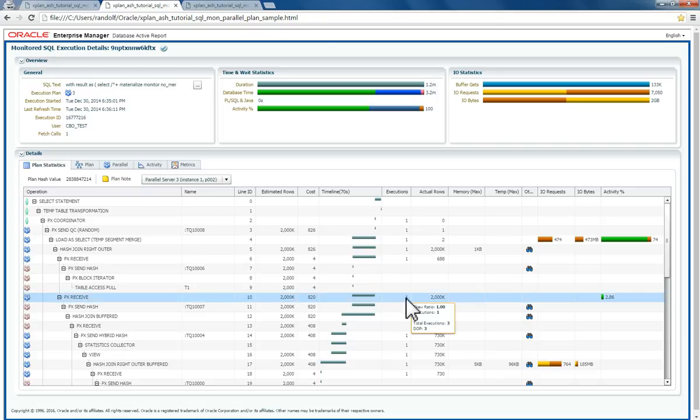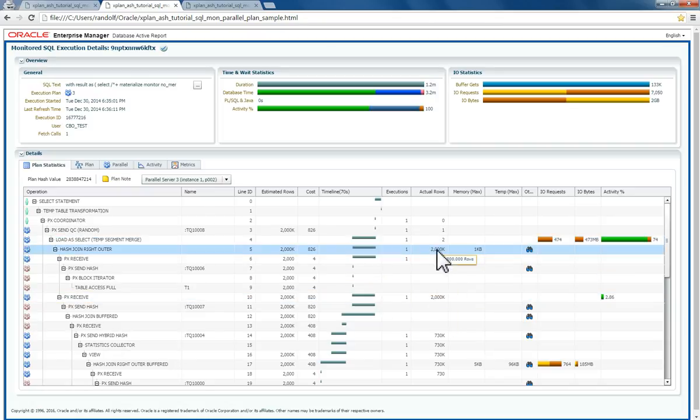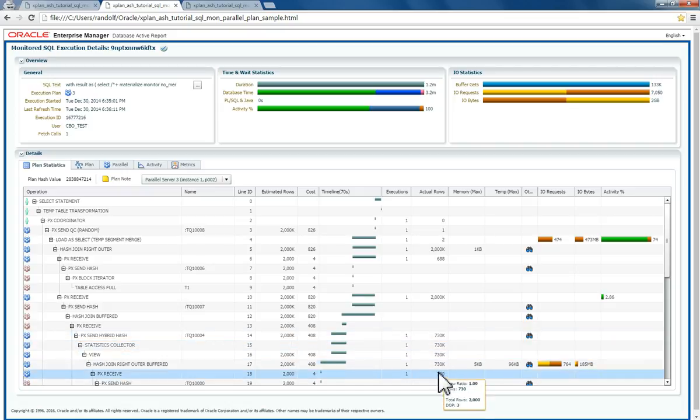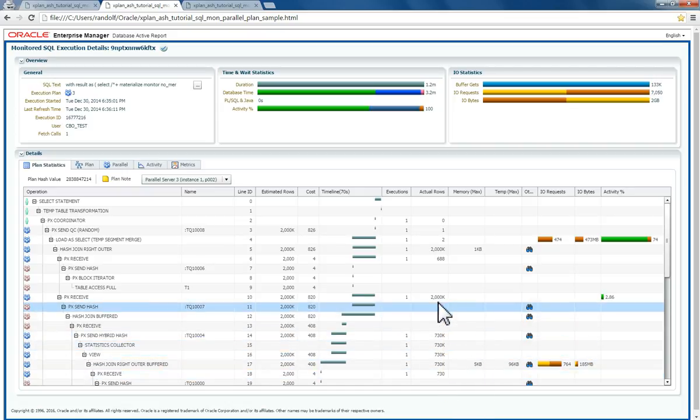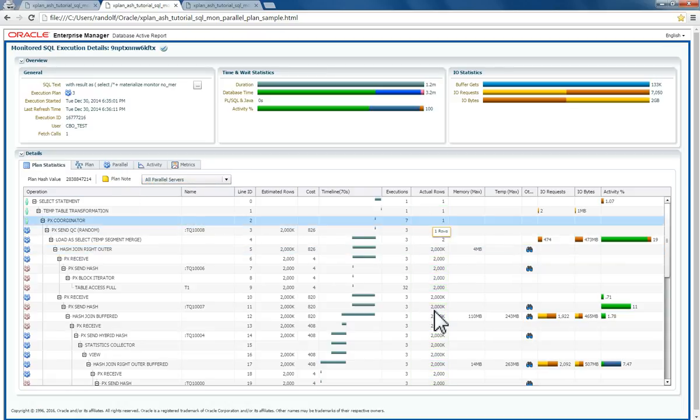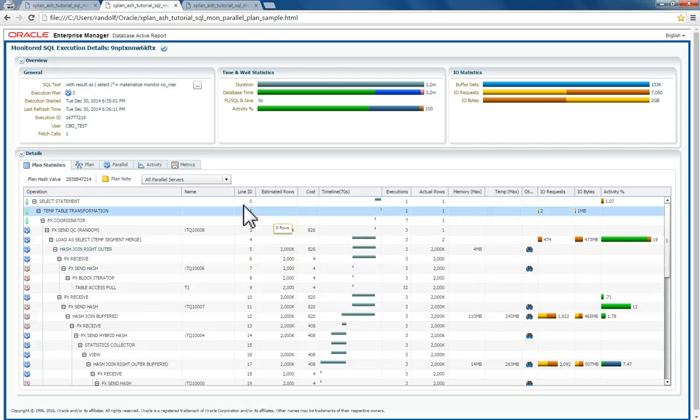Also, you can see here this so-called skew ratio. Again, I have really problems understanding what this skew ratio is supposed to tell me, because for those operations where we have this skew, the skew ratio is actually not shown. So again, I'm not really sure what this is supposed to tell me. By default, you see here the summary or the aggregated information for all parallel slaves, but you can pick one of them.